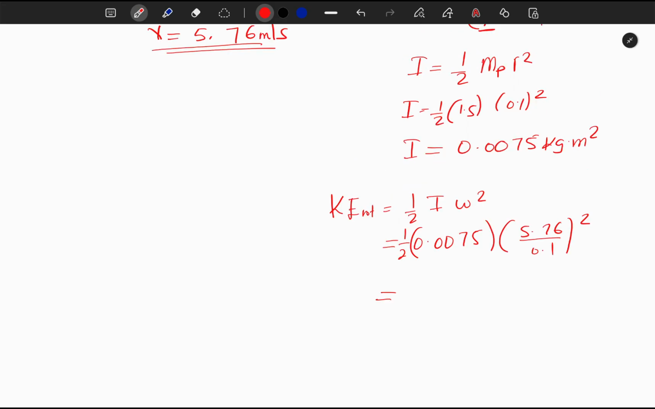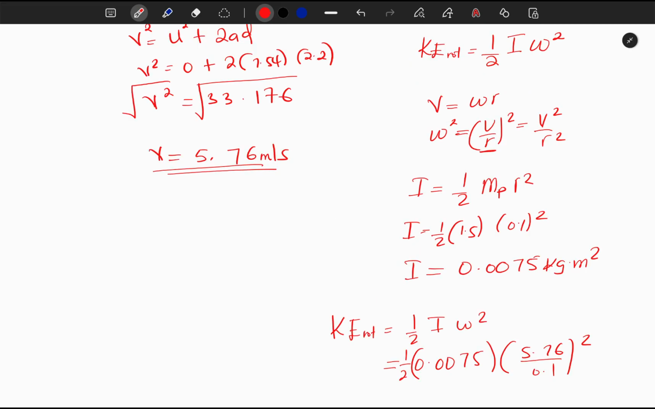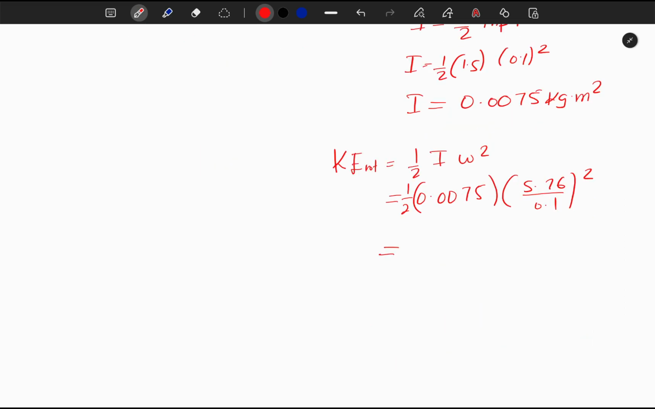Now, look, what I found here actually was that I already expressed this in linear form. So you can even keep it or maintain it in your angular form. It is still fine. But if I get 5.76, I divide by 0.1, I square that one, divide by 0.1 squared, and I multiply by 0.0075 and divide by 2. I'm getting 12. It's the same thing. You are still going to get the same answer. Getting 12.4 joules.